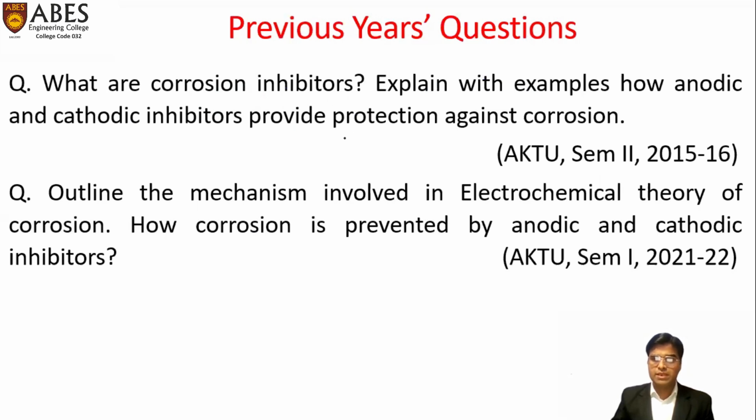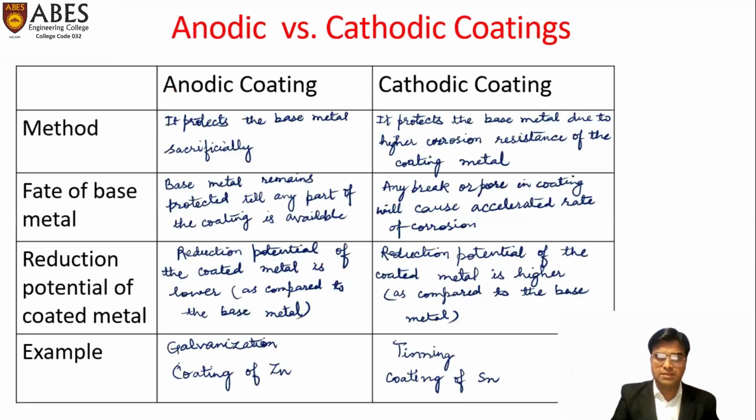The same question has been asked in another way. Outline the mechanism involved in electrochemical theory of corrosion. This mechanism has been covered in previous sessions. How corrosion is prevented by anodic and cathodic inhibitors. So both of these questions will be answered in the way as we have discussed previously.